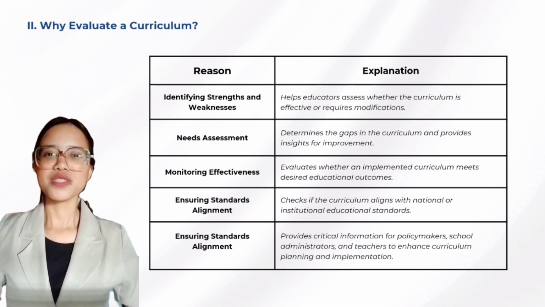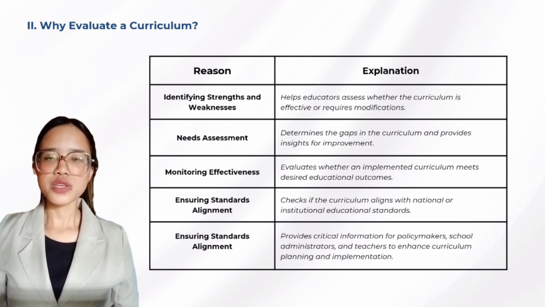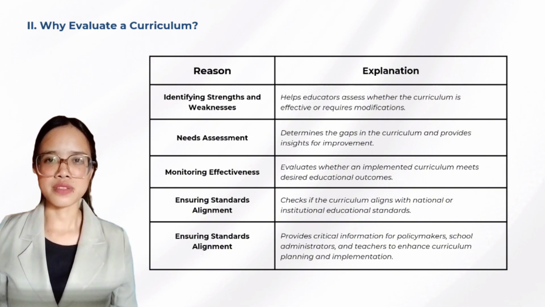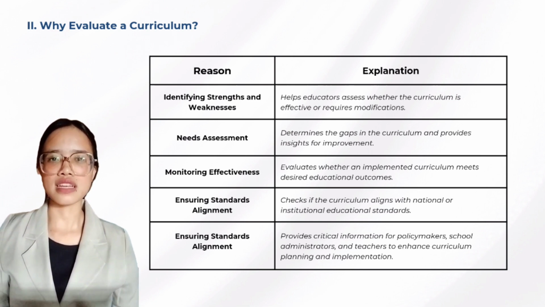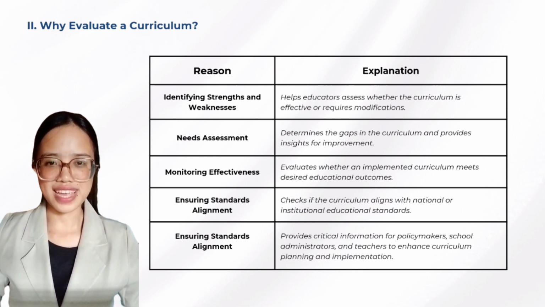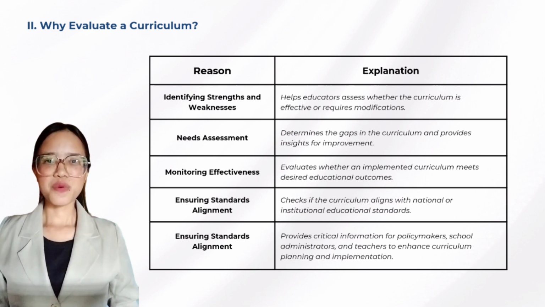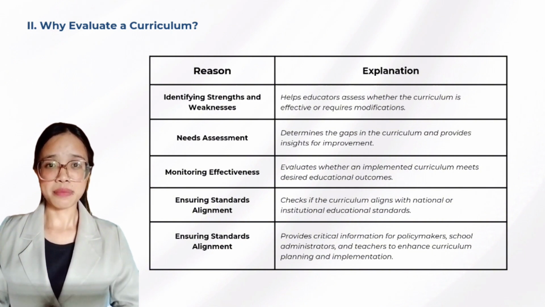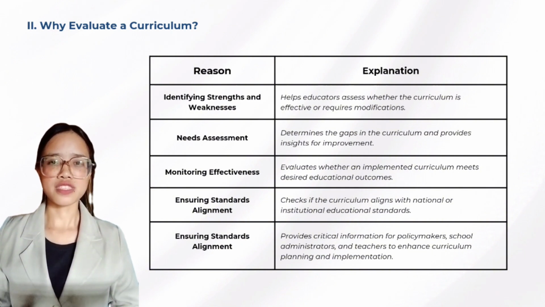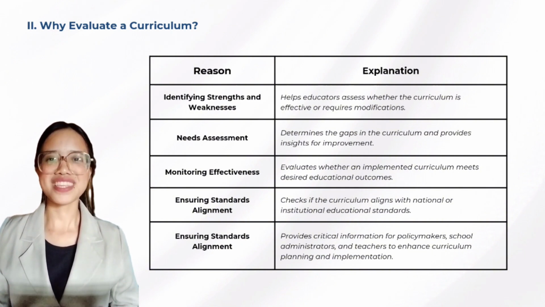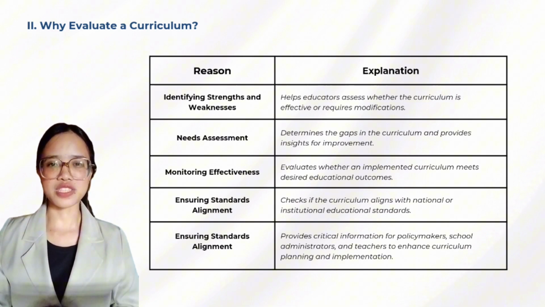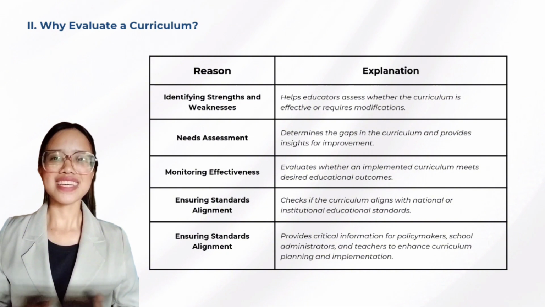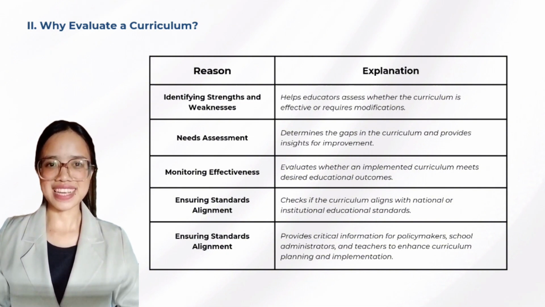Third, monitoring effectiveness. Evaluating a curriculum helps determine whether it meets the desired educational outcomes. So this is crucial for ensuring that students achieve the expected learning goals. Fourth is ensuring standards alignment. Curriculum evaluation checks if the curriculum aligns with the national or institutional educational standards. This ensures consistency and quality across different educational settings.